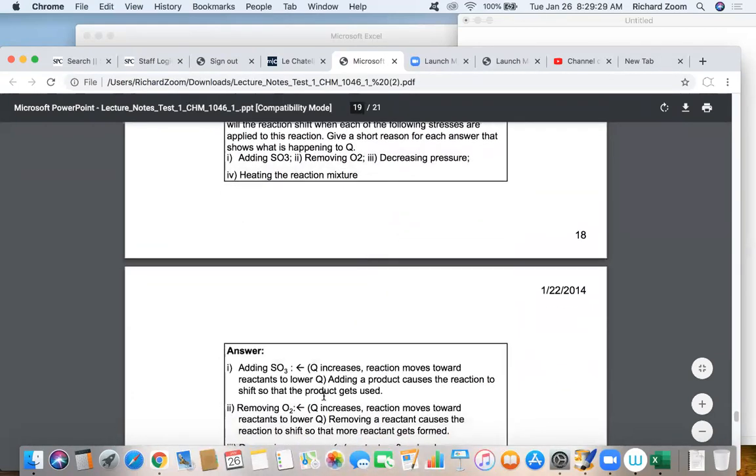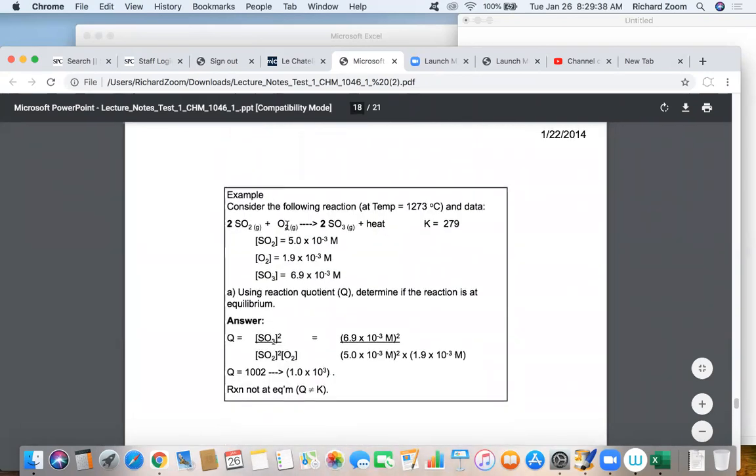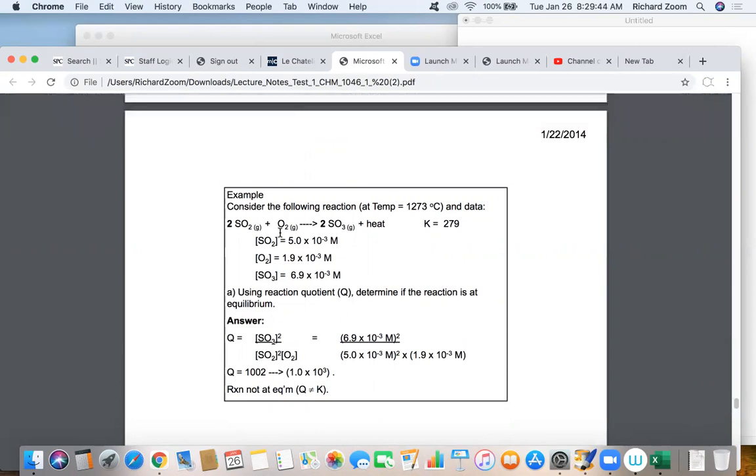Removing O2 will also shift the reaction towards the reactant side. Again, Q is going to increase. And from an intuitive point of view, if you remove a reactant, the reaction is going to want to create more reactant to replace the reactant you removed. It will do that by turning products into reactants, so the reaction moves towards the reactant side. Does anybody have any questions?